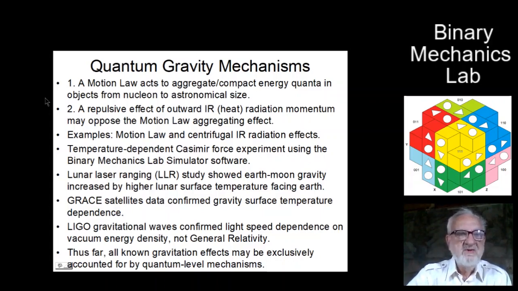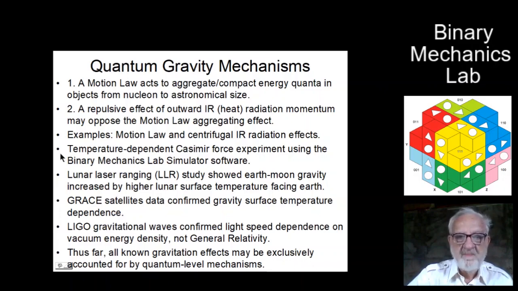My outline includes: 1. A motion law acts to aggregate or compact energy quanta in objects from nucleon to astronomical size. 2. A repulsive effect of outward IR heat radiation momentum may oppose, to some extent, the motion law aggregating effect. I give examples of the motion law and centrifugal IR radiation effects.